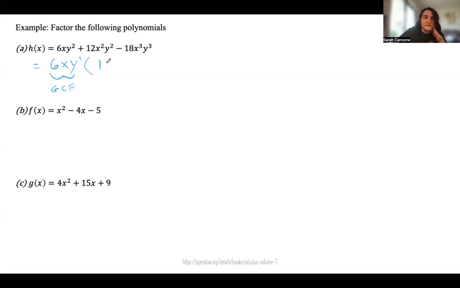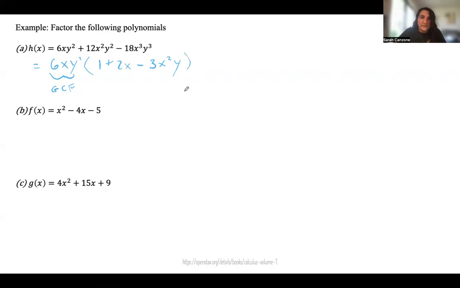All right, 12x squared y squared. Well, 12 divided by 6, and we'll keep the sign, is 2. X squared divided by x is using that rule of subtracting exponents, so that's 2 minus 1, that's x to the 1. Y squared divided by y squared is the same thing divided by itself, that's just 1, so I'm not going to write it. Then we'll keep the minus. 18 divided by 6 is 3. X cubed divided by x is subtraction of the exponent, so 3 minus 1 is x to the 2. And then we have y cubed divided by y squared, which is subtraction again. 3 minus 2 is just 1.